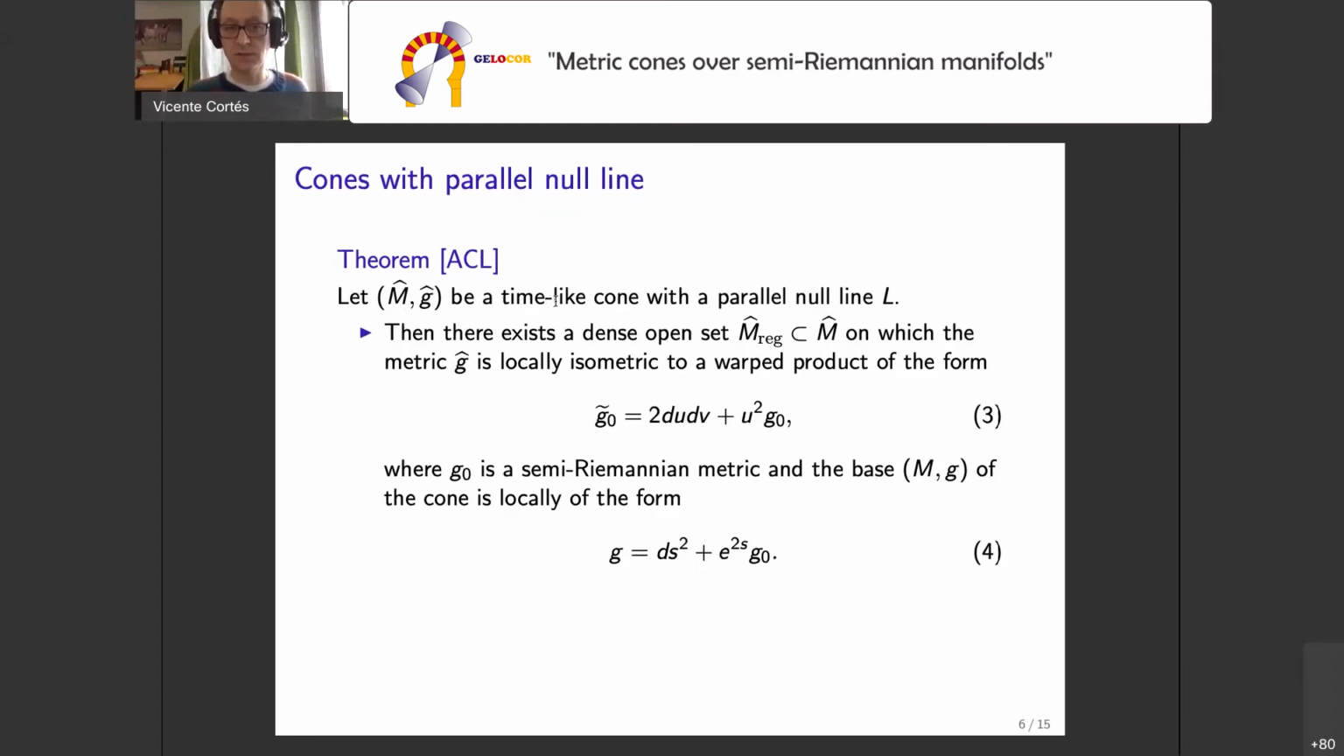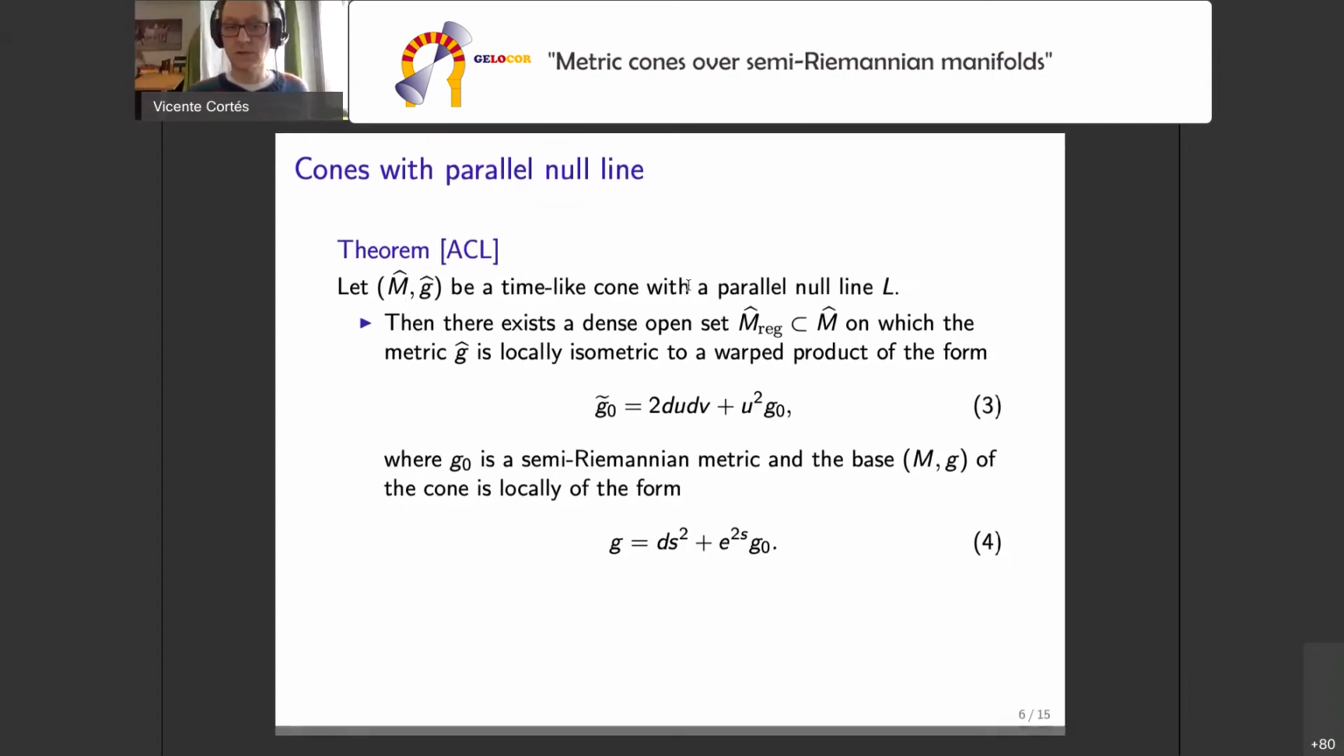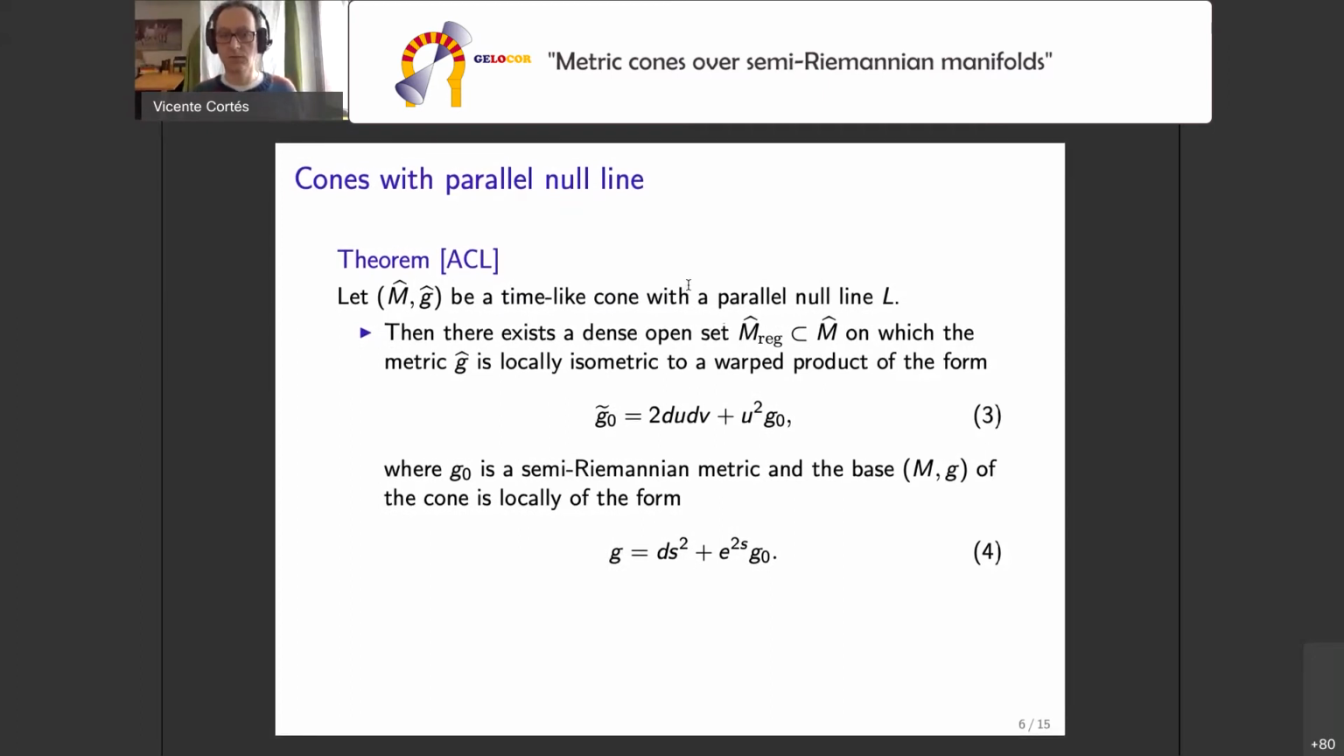This epsilon will be -1. So consider a time-like cone with a parallel null line, and then what we show is that there exists some dense open set on which the metric is of the form 3. So it is of the form 2 du dv plus u squared g0 for some semi-Riemannian metric g0.